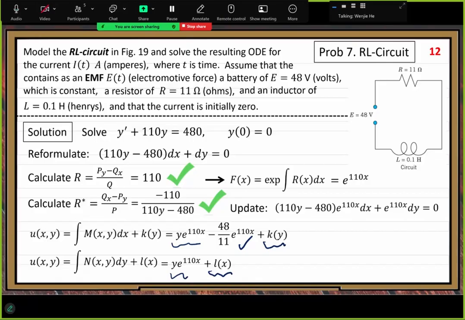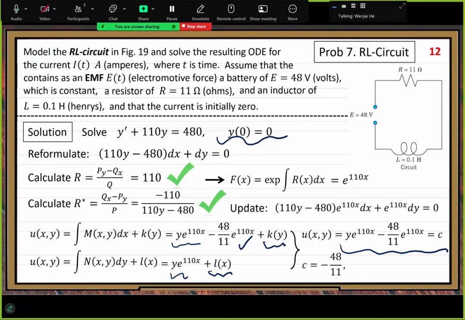The remaining terms we put all in the constant. Then we can write the U function in this form. But we need to determine that constant C, so we use the initial condition. We plug in the initial condition, y(0) equals 0, to determine that little c constant. So let's plug in. We can get C equals negative 48 over 11. You can do the calculation easily.